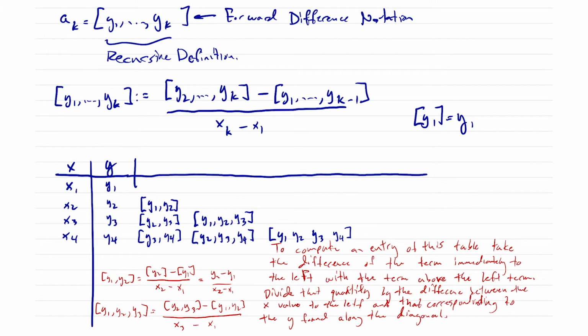So basically, if I want to compute this guy, I need to take a difference of these two guys, and then I take the x value corresponding to the left, and then the x value that you get just by following the diagonal to a y value, and then that's the term you're doing here. Also, you can see, take a difference between x of 4 and x of 2, if that makes it any clearer.